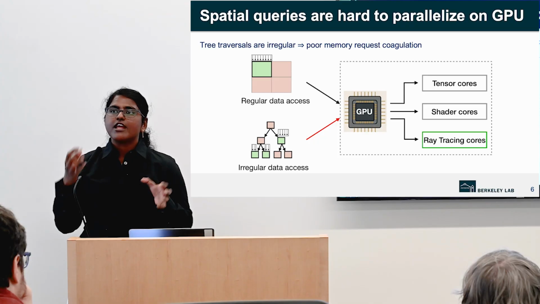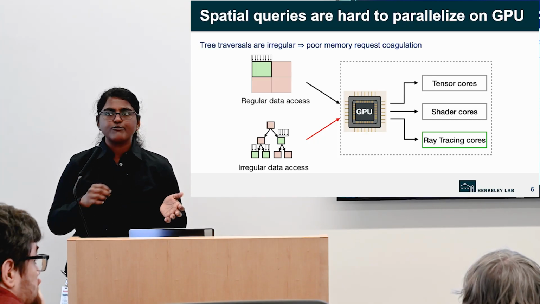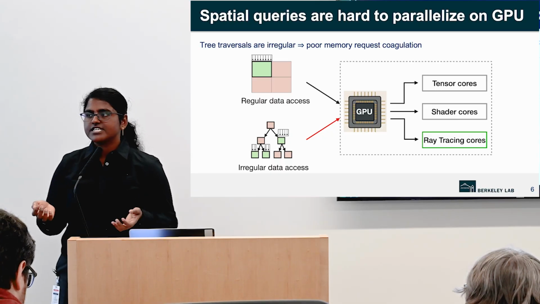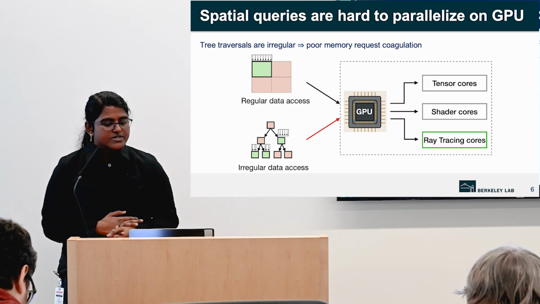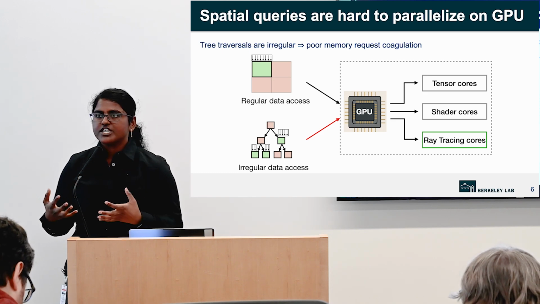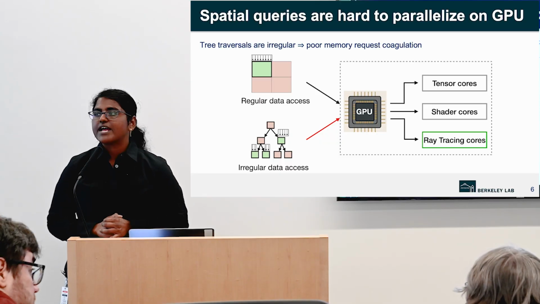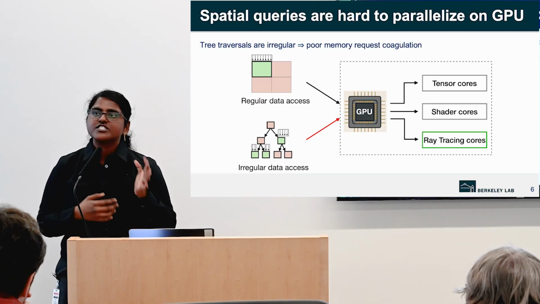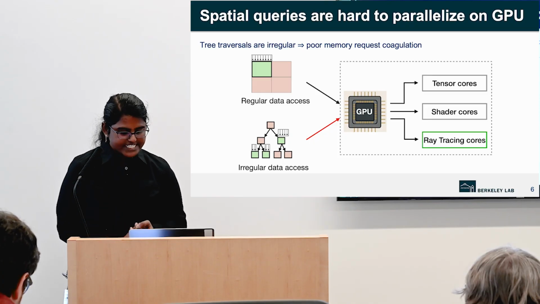And if we cannot group these memory requests into a single request, then we would be making multiple round trips to the memory, which will increase the overall runtime of spatial query execution. Traditionally, the GPUs only had shader cores, which are built for regular data structures like matrices, where the data access patterns are predictable. And this has been the case until ray tracing cores were introduced into GPUs in 2018.